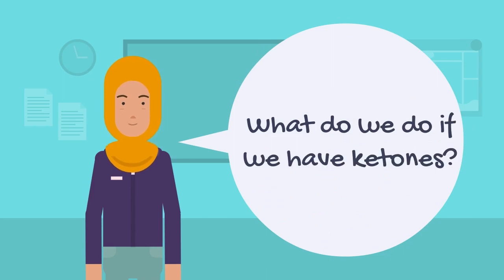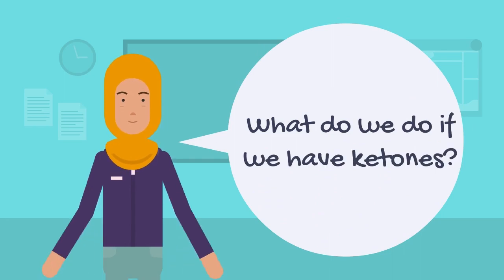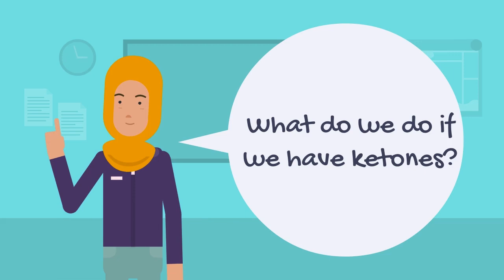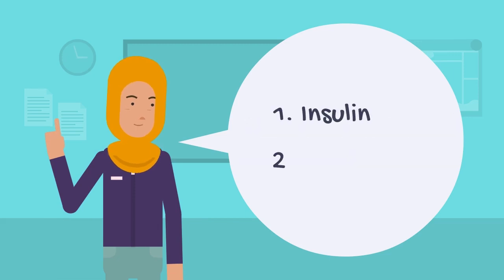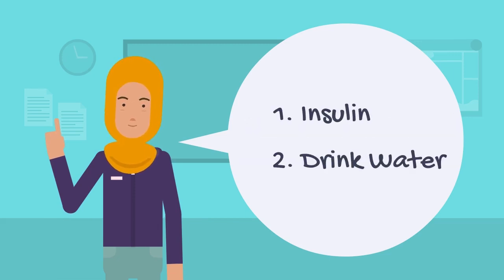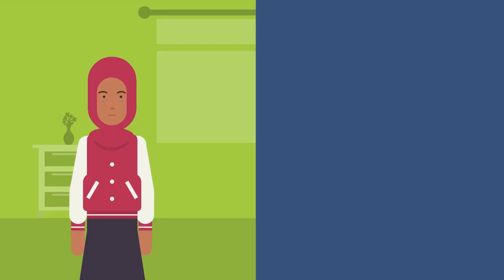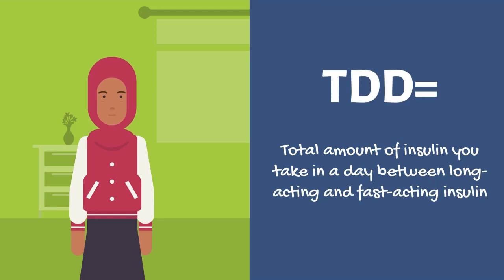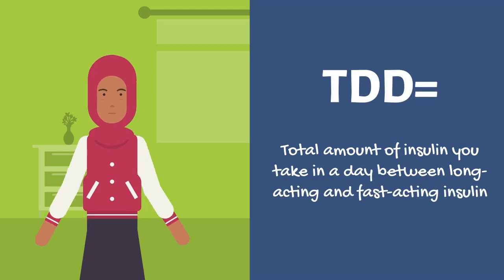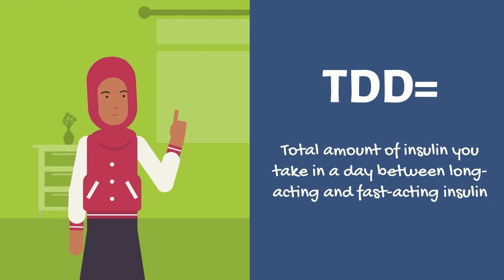So, what do we do if we have ketones? To treat ketones, two things are very important: getting insulin and drinking plenty of water. How much insulin you get is based on your total daily dose, TDD. TDD is the total amount of insulin you take in a day between long-acting and fast-acting insulin.